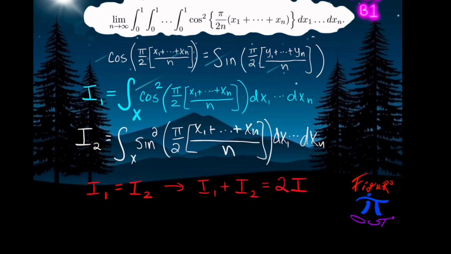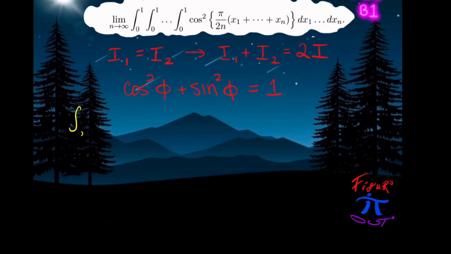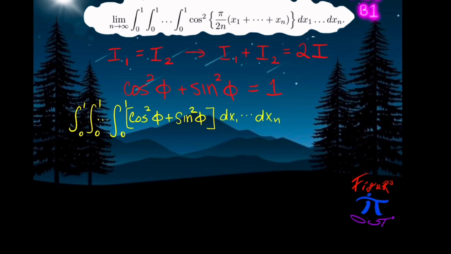which allows us to write the following statement, that I1 plus I2 is equal to twice the integral that we're interested in calculating. We'll also exploit the Pythagorean identity that cosine squared plus sine squared equals 1, and that's what we'll get on our integrand when we sum these two integrals. So the n-dimensional integral from 0 to 1 of the sum of these two integrals, which gives us an integrand of the form cosine squared plus sine squared, is going to equal 2 times the integral we're interested in.